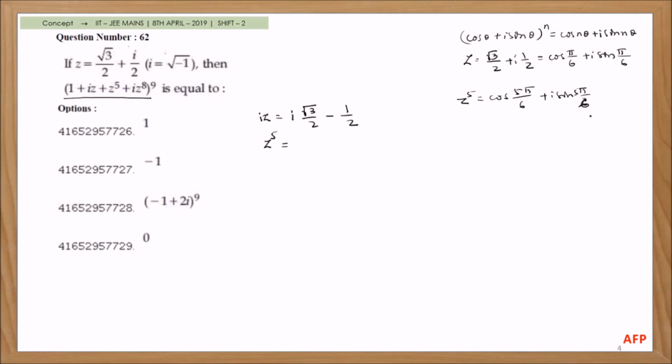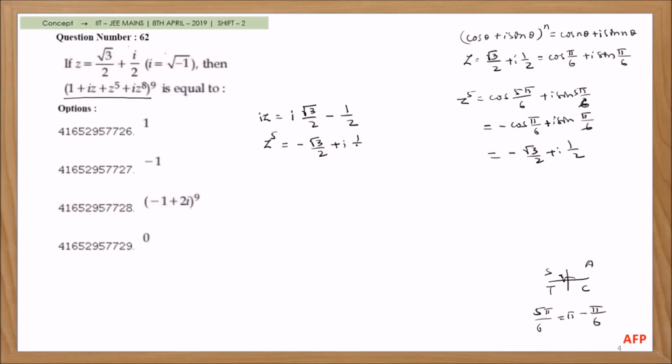Okay, so 5 pi by 6 you can take the quadrant concept, all students take coffee. So here 5 pi by 6 you can write it as pi minus pi by 6. So it is in the second quadrant. In the second quadrant cos is negative pi by 6, and in the second quadrant sine is positive pi by 6. So this you can write it as minus root 3 by 2 plus i into 1 by 2.